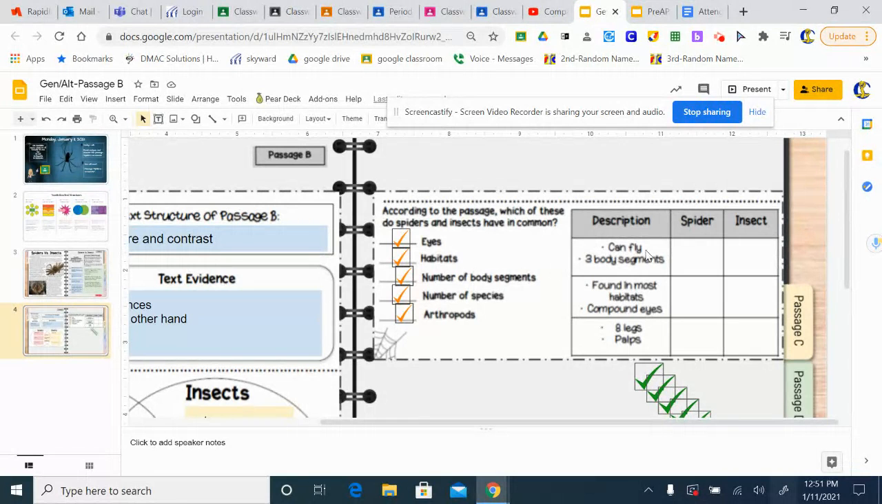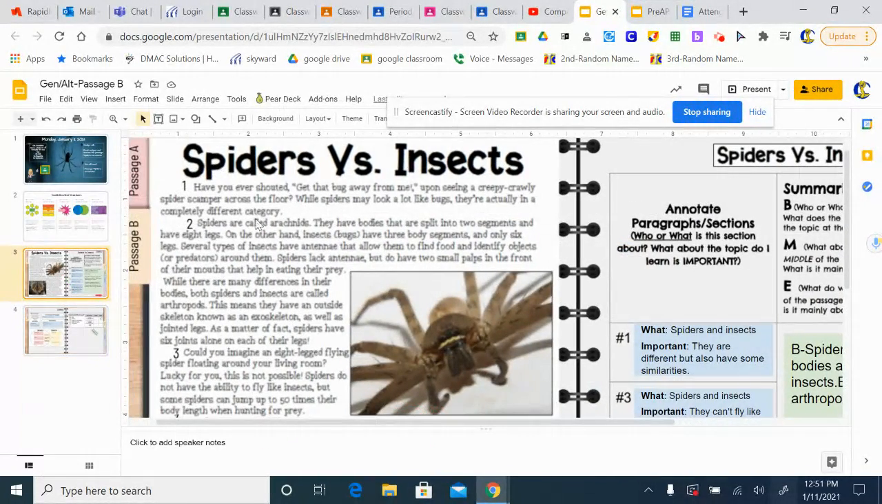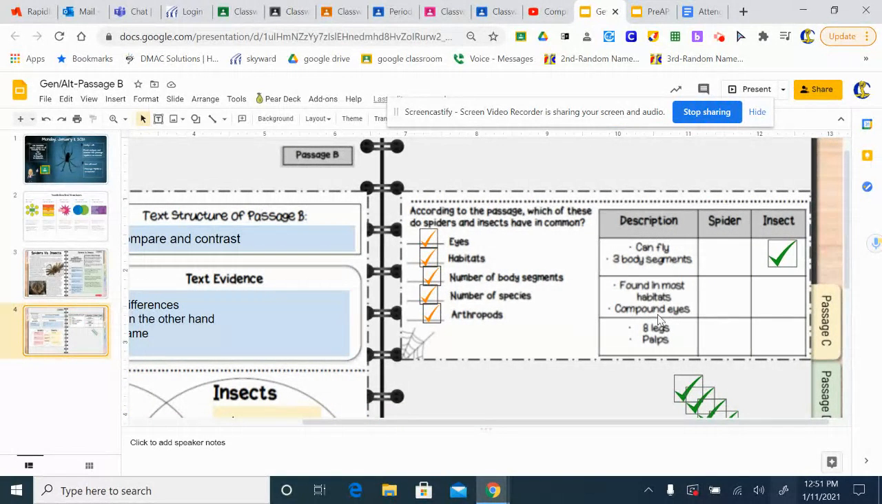Okay, clue says it can fly and has 3 body segments. Well, right away, this first one should give you a clue. What's the only one that can fly? That is the insect. Spider cannot fly. It also does not have 3 body segments. Because if we go back to the passage, it tells you how many segments do the spiders have. They are split in 2. Okay, going back to the chart, found in most habitats.